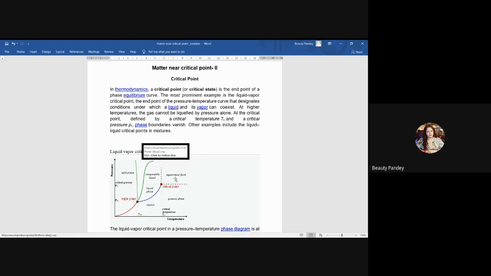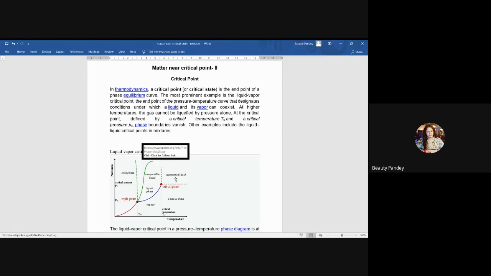The law of corresponding states was that if you plot this P and T curve in terms of reduced variables and not actual variables, then the behavior of the substance is similar for all the materials near the critical point. Now, what is a reduced variable? A reduced variable is the variable obtained by dividing the actual variable by its critical constant counterpart.